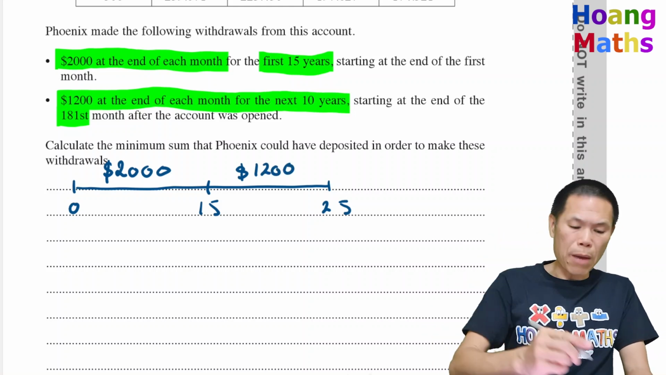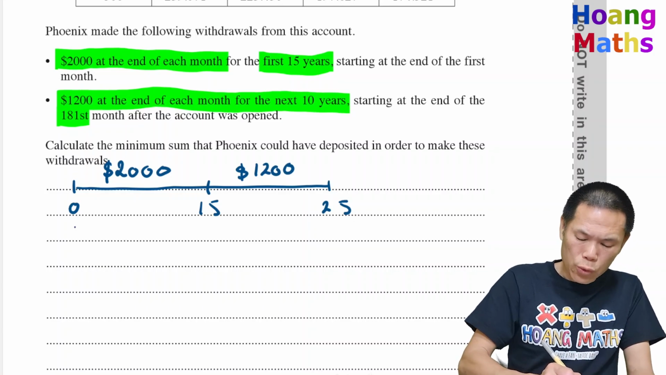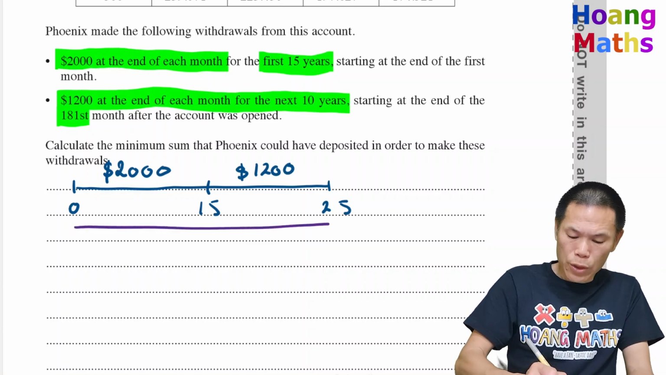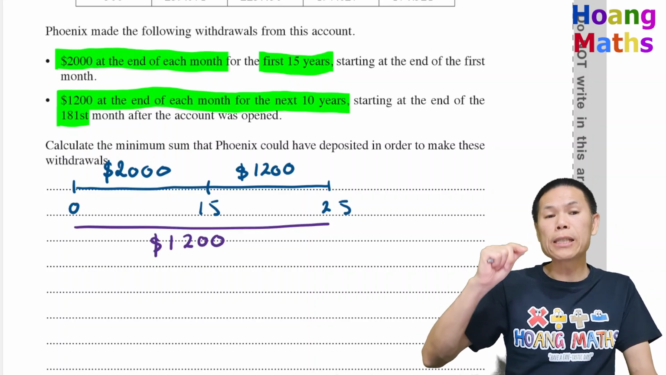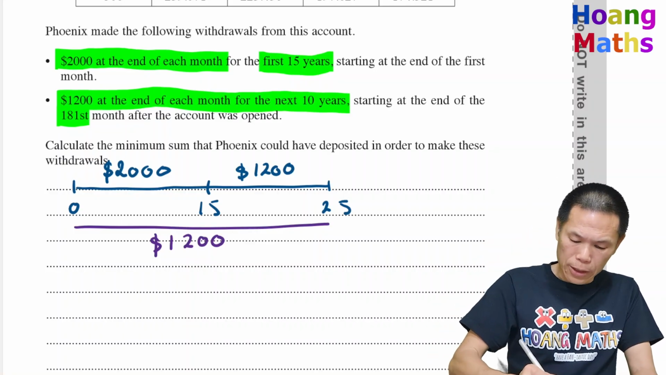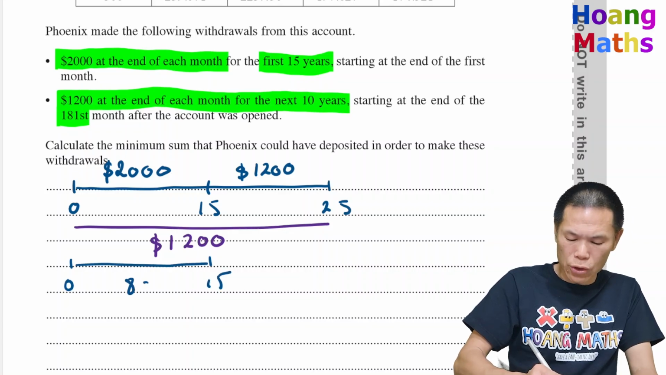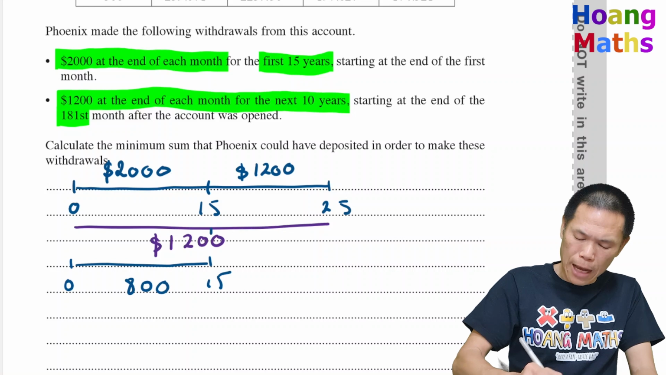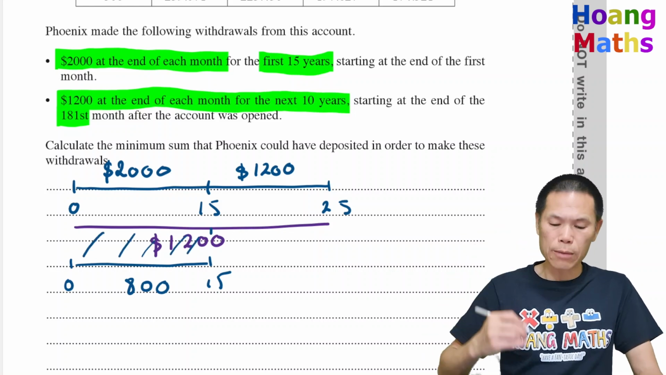So if you think about it, we can interpret it like this. For 25 years, he withdraws $1,200. And for the first 15 years, he withdraws $800 extra. So from 0 to 15, he withdraws $800 extra. If we add this up, it will give us $2,000. So that's how you interpret it.